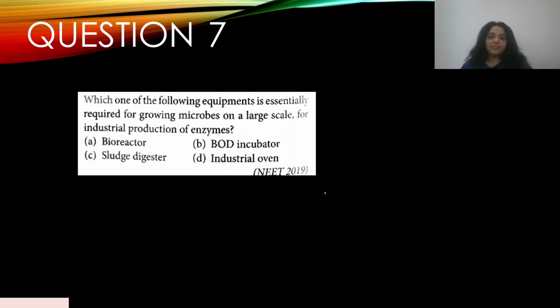Question number 7. Which one of the following equipments is essentially required for growing microbes on a large scale for industrial production of enzymes? This appeared in NEET 2019. A. Bioreactor, B. BOD incubator, C. Sludge digester, D. Industrial oven. Okay, so for producing enzymes at a large, industrial level scale, you need a bioreactor. So the answer is A.